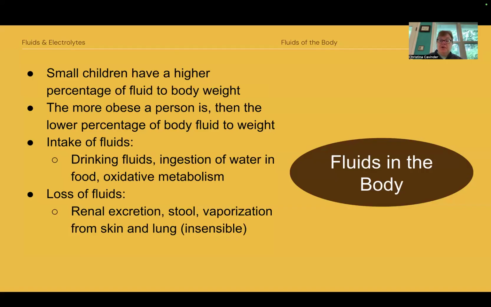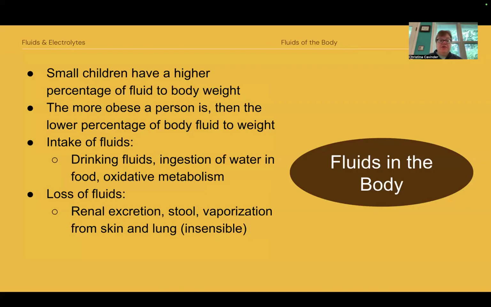The more obese a person is, the lower percentage of body fluid to weight. So that's why we encourage people that are obese to drink a lot of water, because they just don't have as much water per their weight.